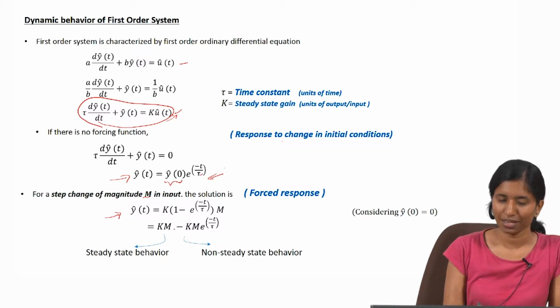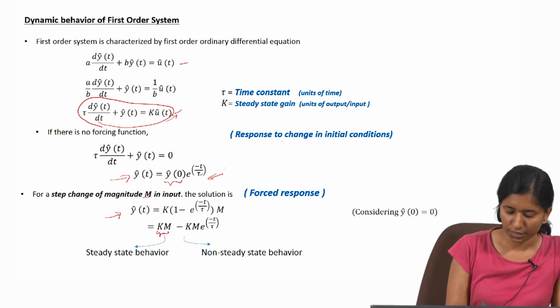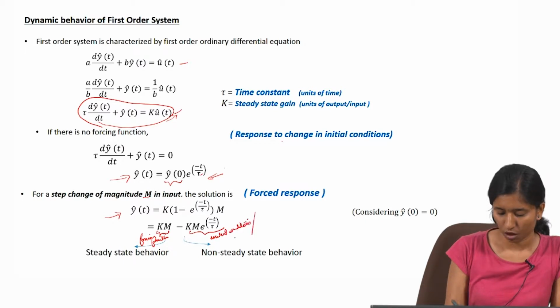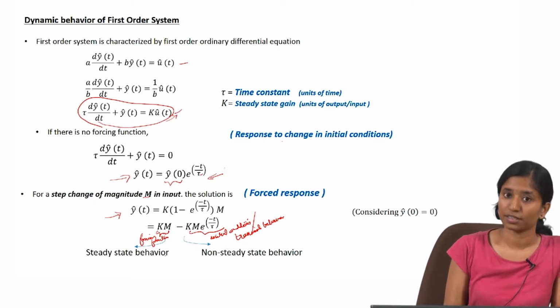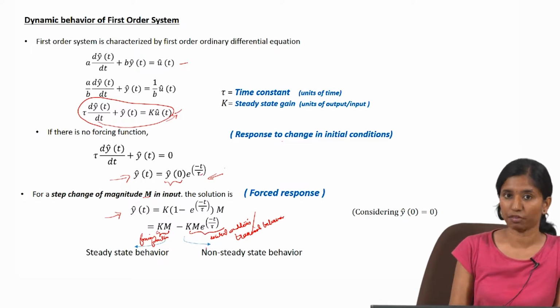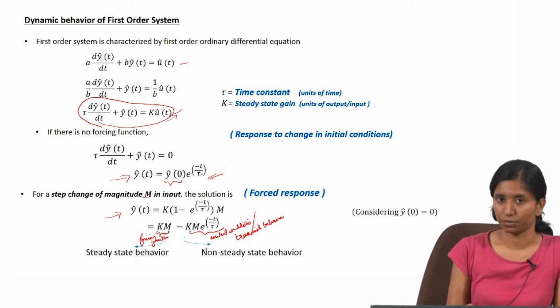So, this is the equation, and if we expand it, we will see that it is k times m minus k times m into e raised to minus t by tau. So, this is the response due to the forcing function, which in this case is a step input of magnitude m, and this is the response due to the initial condition or the transient behavior. So, this term here determines the steady state behavior of the response, and this term here defines the transient behavior of the process to a step input.